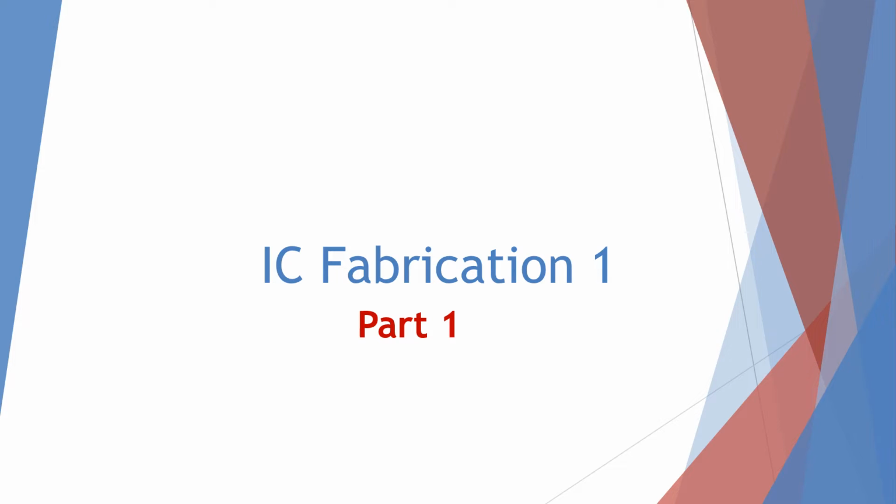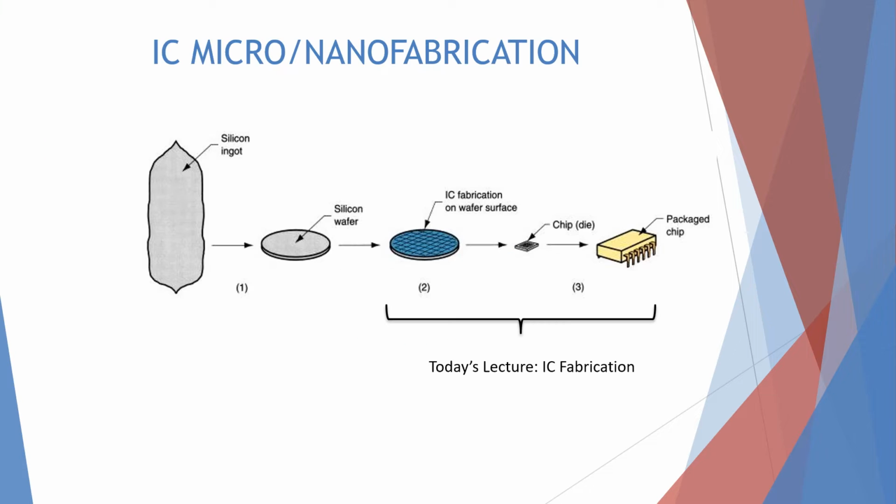Today we are going to cover the topic IC fabrication. In the last class, we already covered the silicon processing from the sand till the silicon ingot and also silicon wafer. So the next step will be IC fabrication and also what we call industrial packaging.